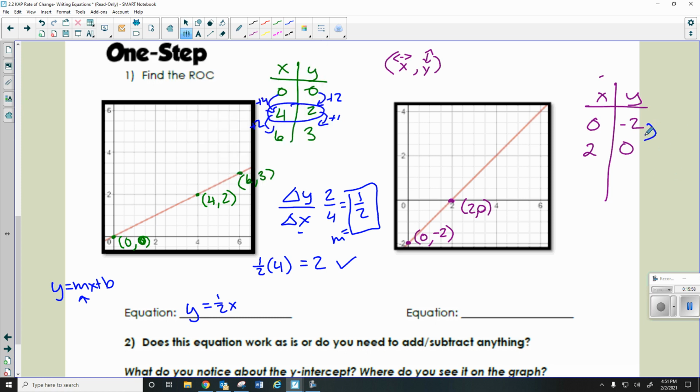Change in y: it went from a negative to a positive, so that's increasing by 2. That one's also increasing by 2. So when I do my rate of change, change in y over the change in x, we simplify down to 1. We just did a problem like that. That means when I write y equals, I don't need to write 1x. I can just put x.